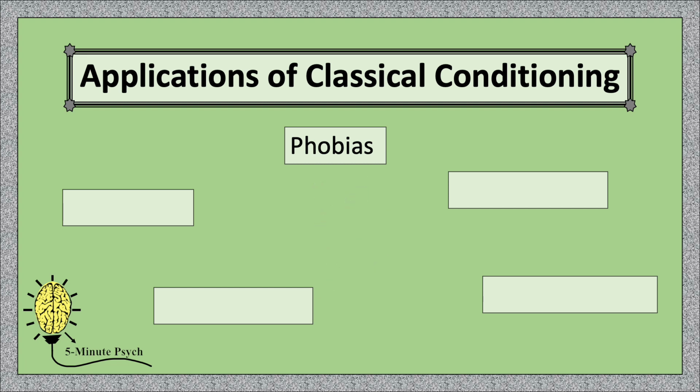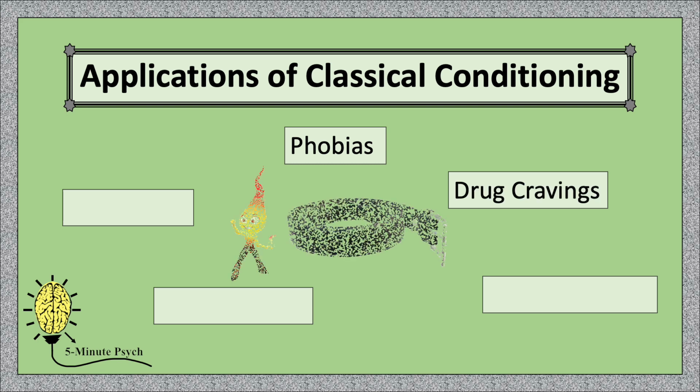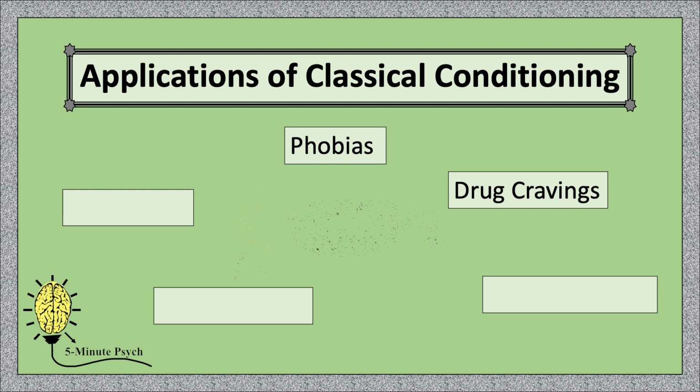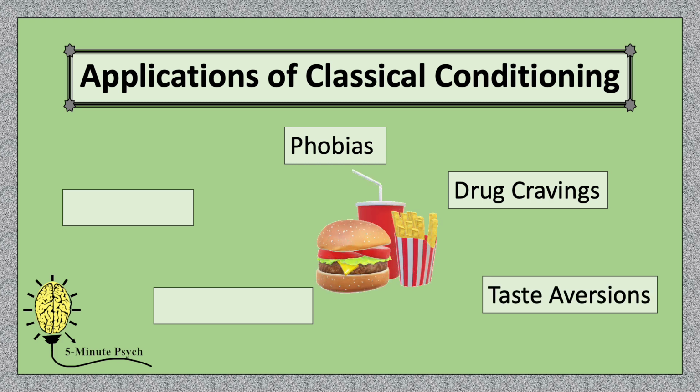It can also explain drug cravings, because when neutral stimuli like a lighter or belt are paired with the effects of a drug, they can trigger those cravings. Classical conditioning is also involved in taste aversions. When we eat something and then we get sick on it, we can end up pairing the flavor of that food with illness, and then we feel sick just at the thought of eating that food again.